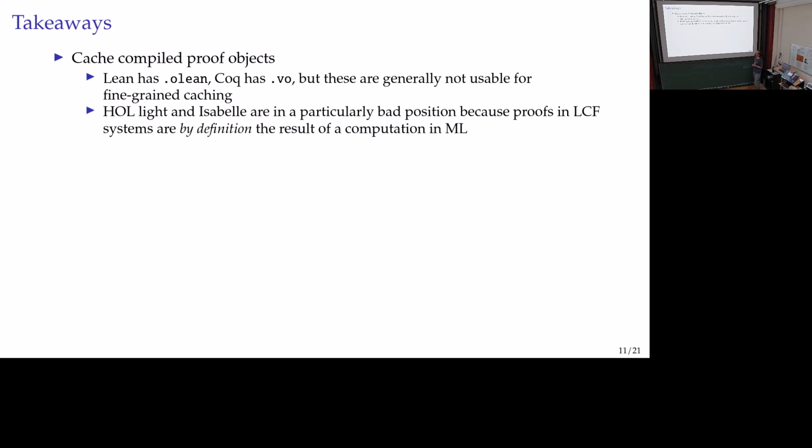HOL Light and Isabelle are in a particularly bad position because of this ephemeral proof thing that Frank was talking about. If you erase the proof as you're writing it, then you have no way to rerun that without rerunning the proof from scratch. So you really are forced to do the computation in that situation.